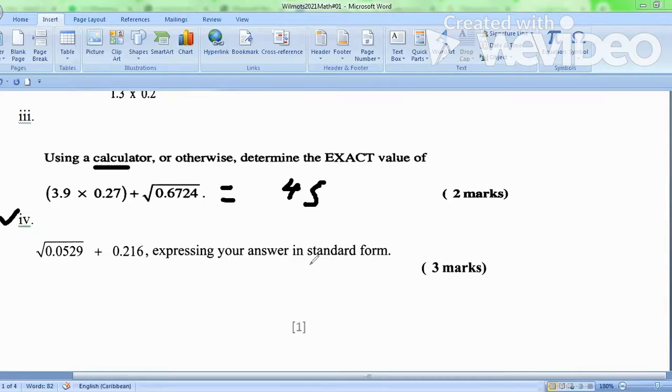All right, so they're going to work the square root first. So I got 0.23, and then I'm going to add that 0.23, 0.216, equals 0.446. Correct.